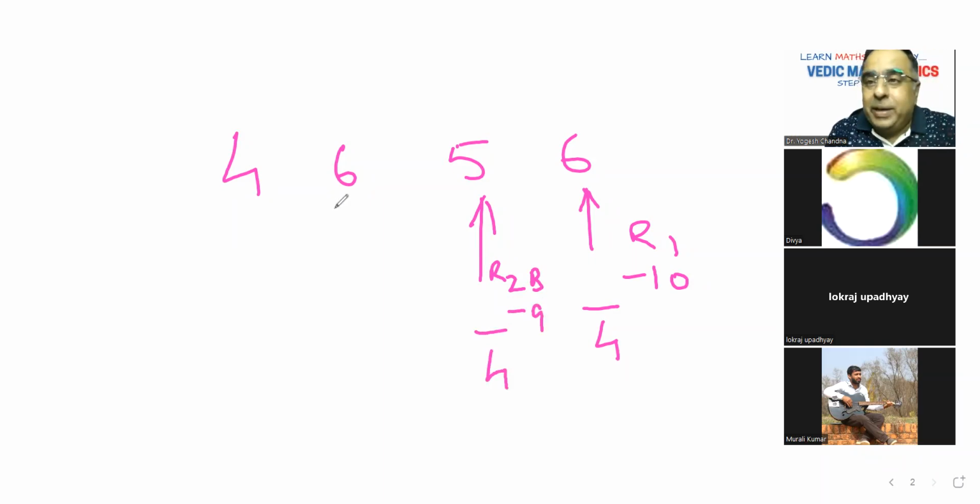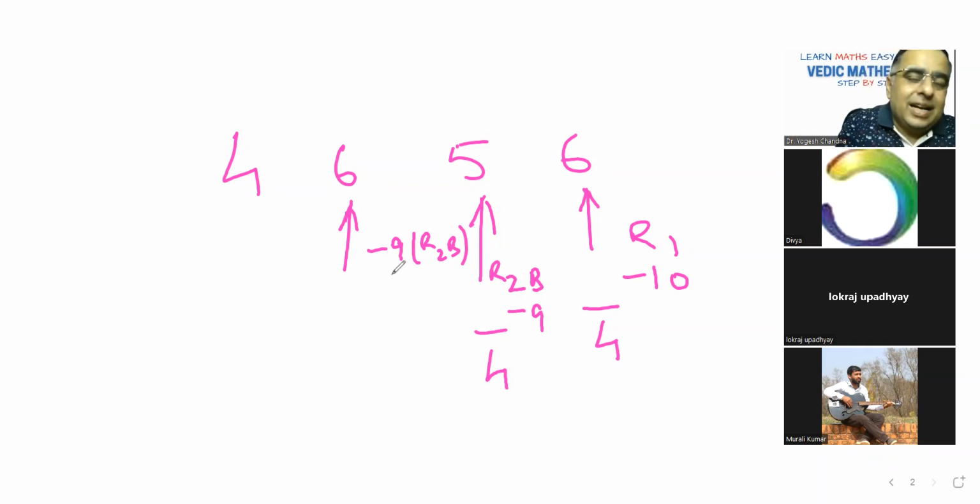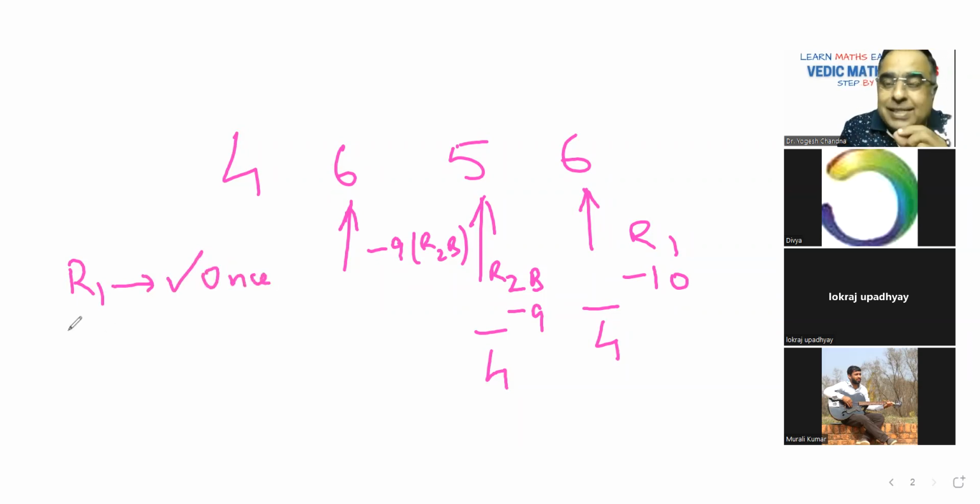Again, see, R2B can be repeated. Subtracting from 9 again means R2B only. Why don't we adopt R1 here, sir? See, you have to follow, understand. R1 is taken only once in one cycle.